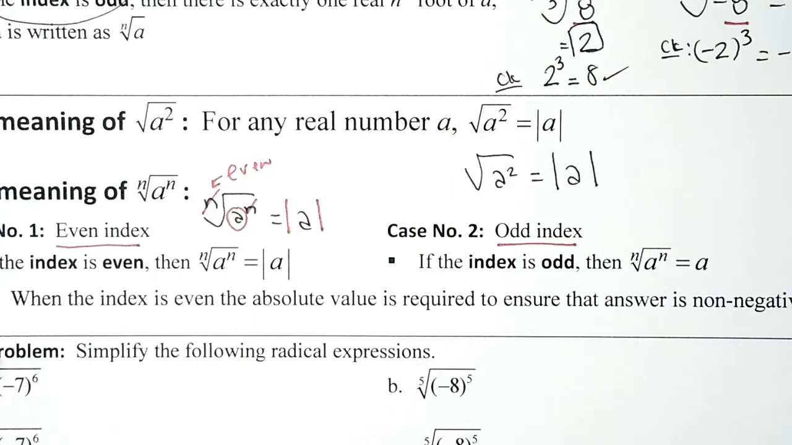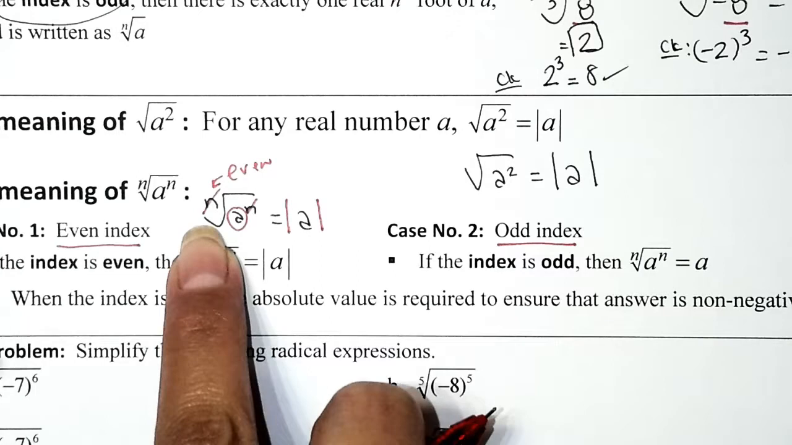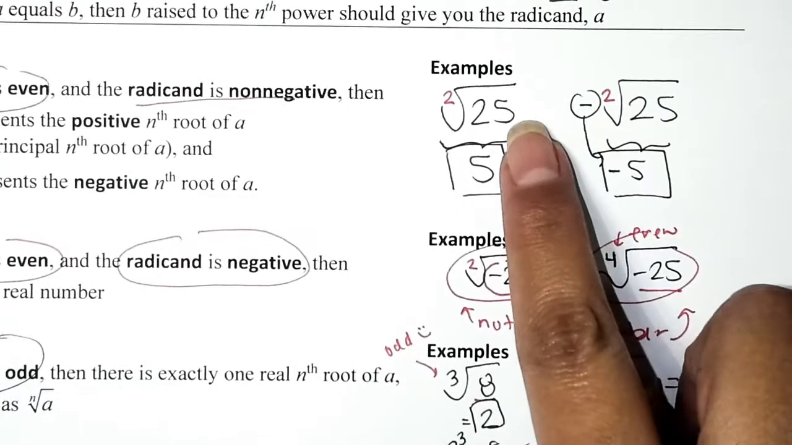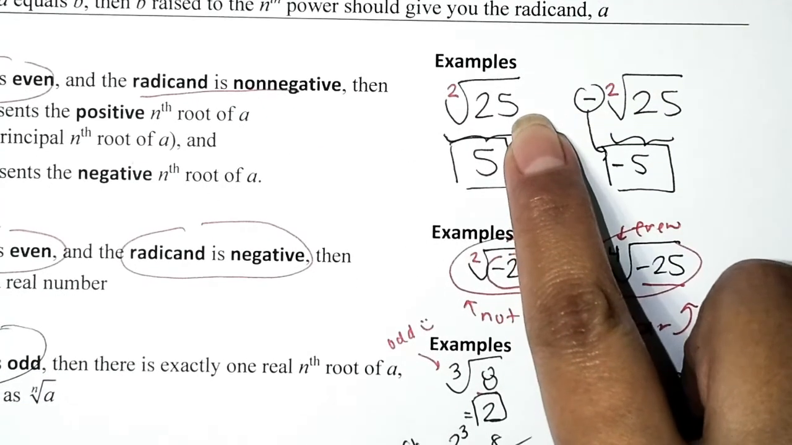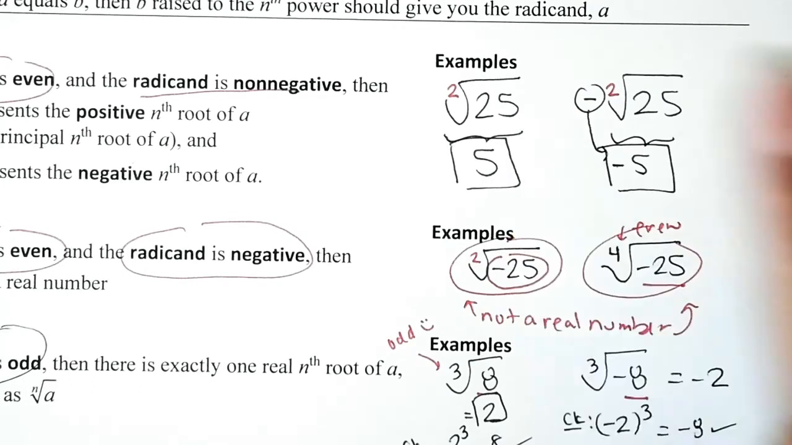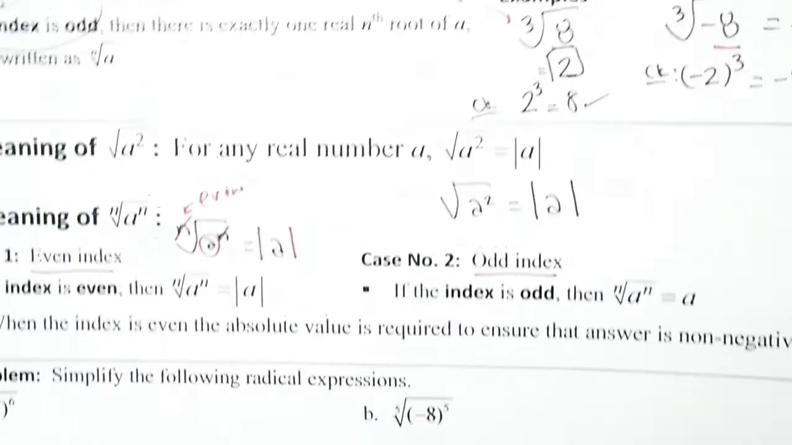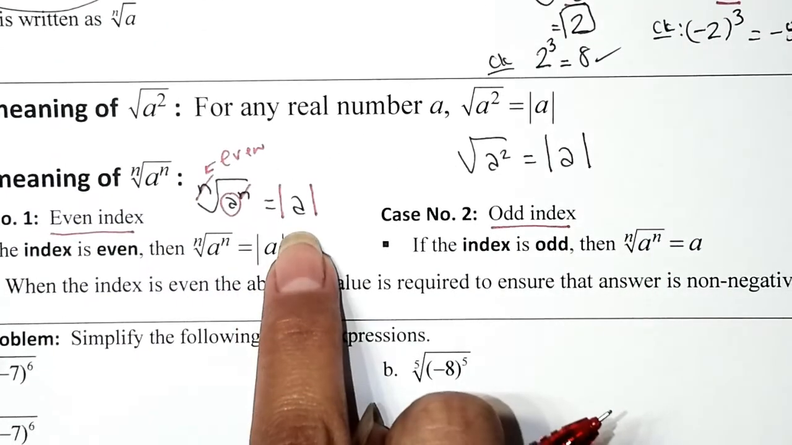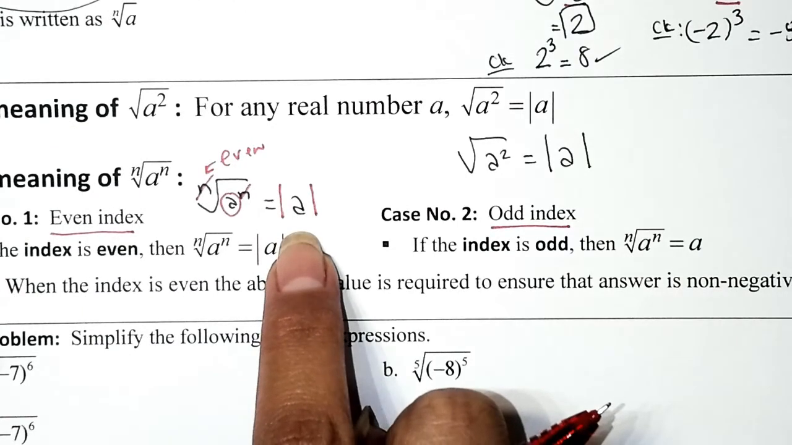Why? Because if the index is even, we have to make sure we're square rooting positive numbers, or the radicands are positive, whether it's a 4th root or a square root, whatever. So when the index is even, get your answer, toss in the absolute value.